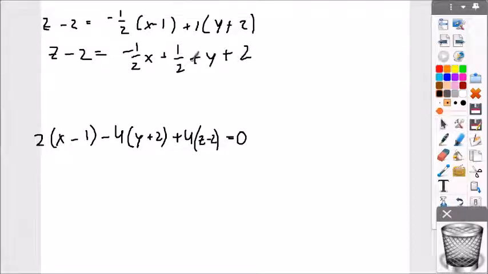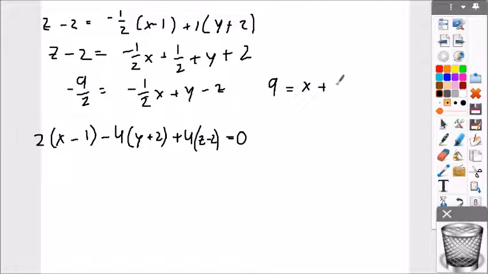I'm just going to be really quick. 1/2 and 2 is 5/2. Subtract it, you'll get -9 over 2. And then subtract the z from the other side: -1/2 x plus y, and then minus z. We do want to multiply by -2, in fact, because we want this side to be positive. So what we end up getting is 9 equal to x minus 2y, because we're multiplying by -2, and then plus 2z.